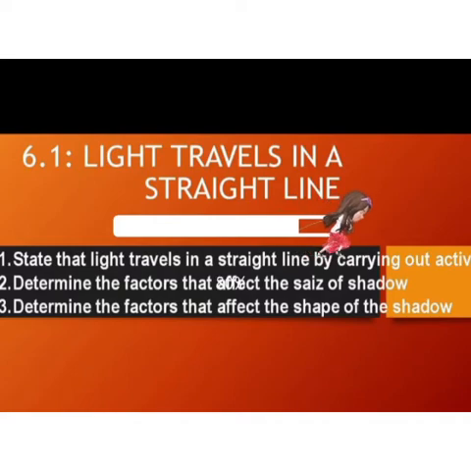Today we're going to state that light travels in a straight line by carrying out the activity, the factor that affected the size of the shadow and the shape of the shadow.